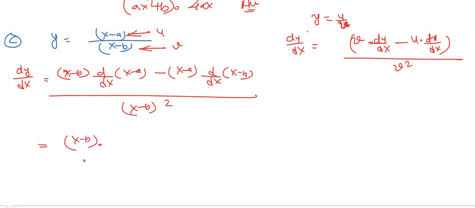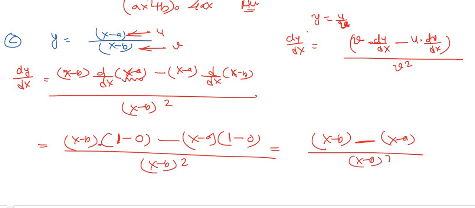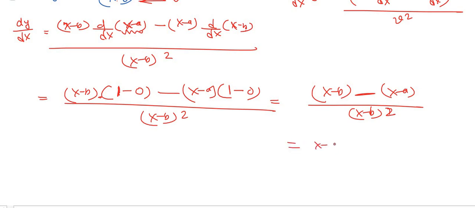Now x minus b as it is. What is the derivative of x minus a? Derivative of x will be 1 and a will be 0 because it's a constant. (x minus a), derivative of x is 1 and derivative of b is 0, divided by (x minus b) square. So what you will get is (x minus b) into 1, which is this, minus (x minus a), divided by (x minus b) square. So what we will get here is x minus b minus x plus a, by (x minus b) square.